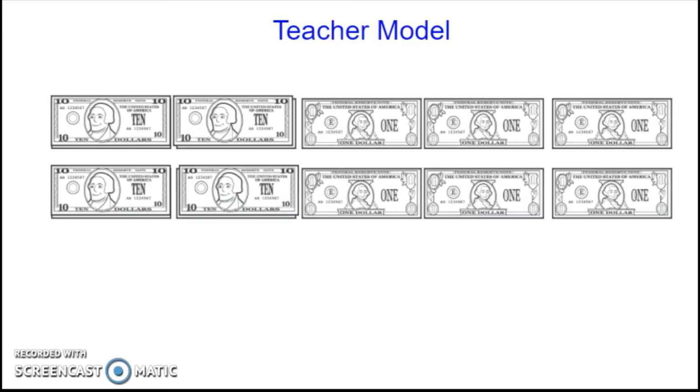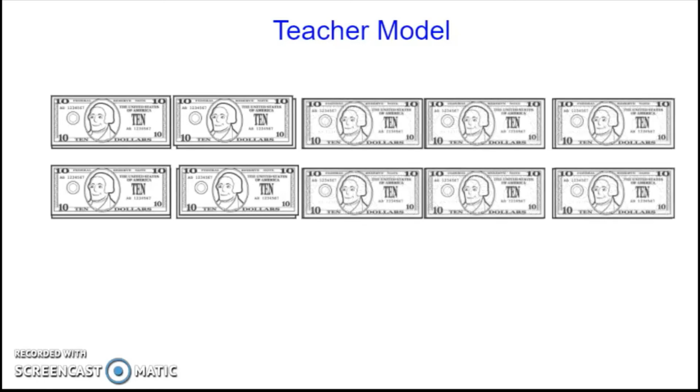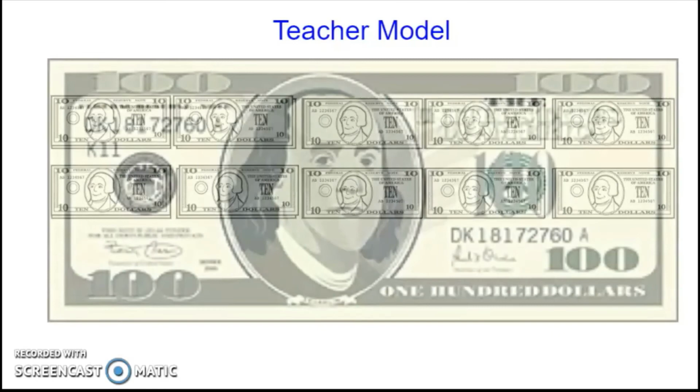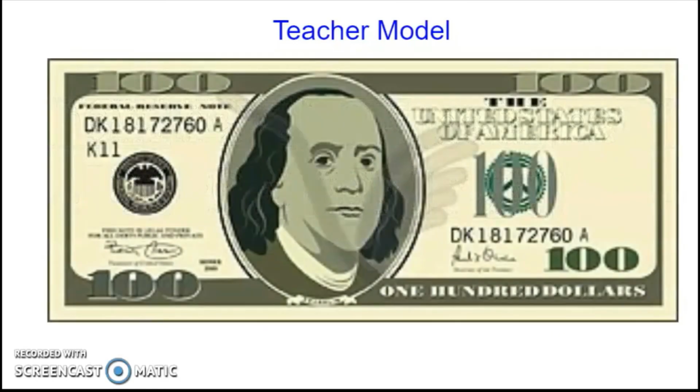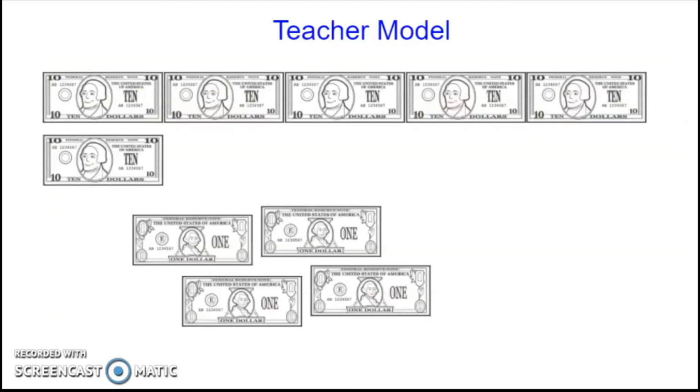Now we're going to change the last 6 $1 bills to 6 $10 bills. Now we have 10 $10 bills. What is the value of this new amount? The value of 10 $10 bills is $100. So then we would switch out the 10 $10 bills for one $100 bill. Great. Let's go ahead and keep going, my friends.